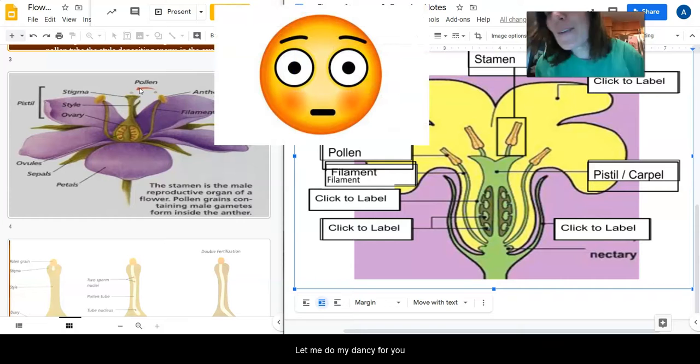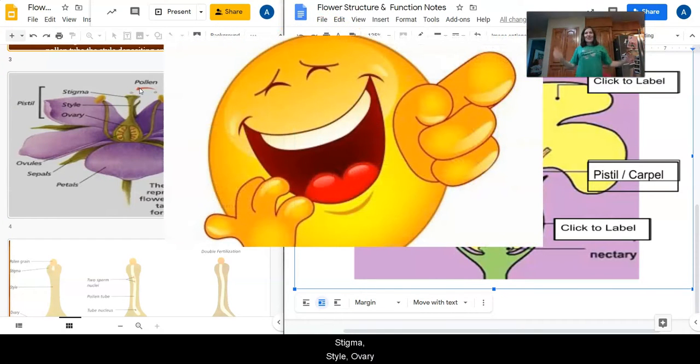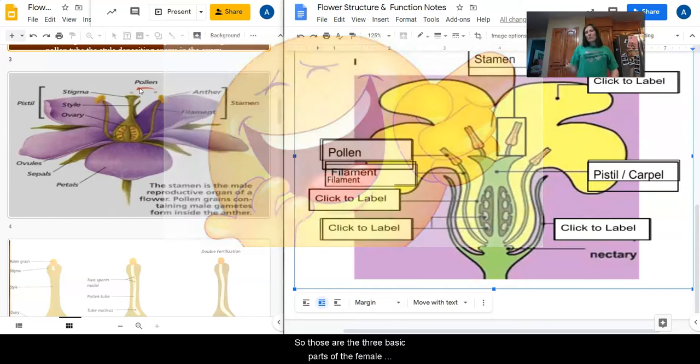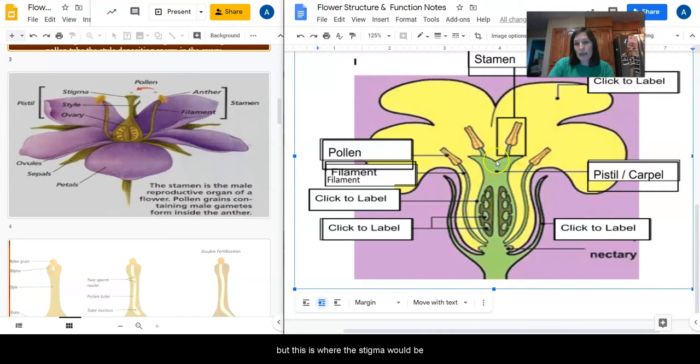So let me kind of do my little dance for you. Let me stand up here. Okay. So stigma, style, ovaries, okay? And so those are the three basic parts of the female reproductive organ. Now I didn't really have you memorize stigma up here, but this is where the stigma would be. And then this part right here is the style. On this one, stigma is at the top. Style is the long skinny part. And then down here, the big base of the pistil is the ovary. And so this would be the ovary down here.